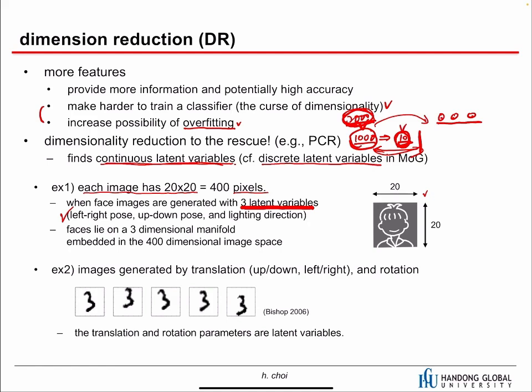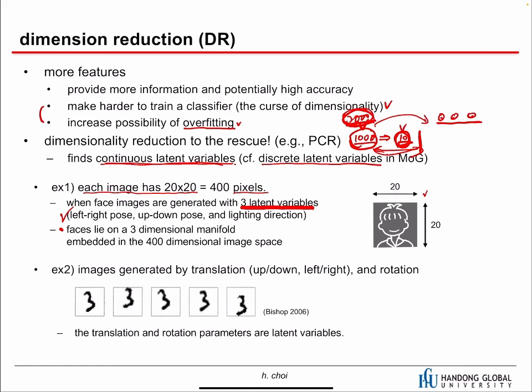Then we can see these three-dimensional factors. Okay, so based on these three-dimensional factors, we actually generated a lot of face images. And this is what I just said. Faces lie on a three-dimensional manifold embedded in the 400-dimensional image space.